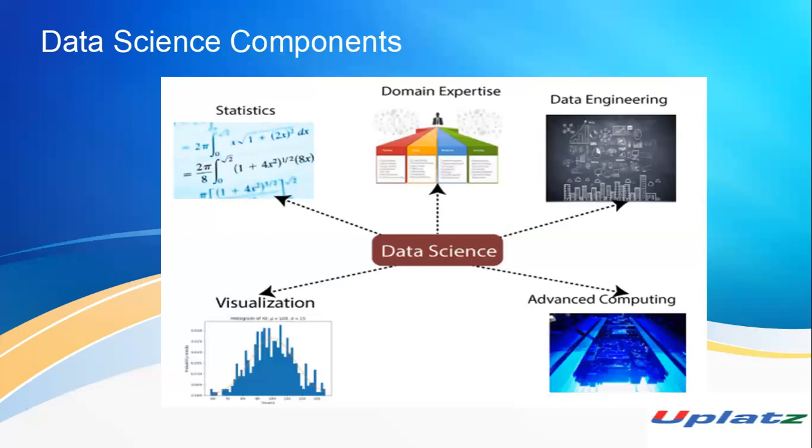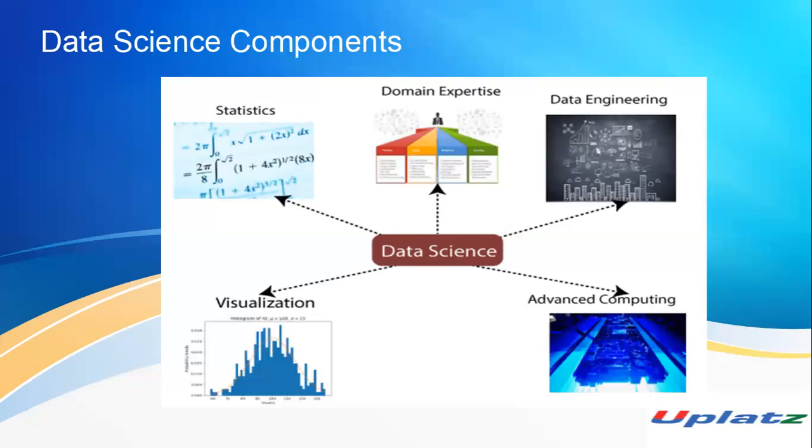The next thing is mathematics. Mathematics is a critical part of data science. Mathematics involves the study of quantity, structure, space, and changes. For the data scientist, knowledge of good mathematics is very essential.